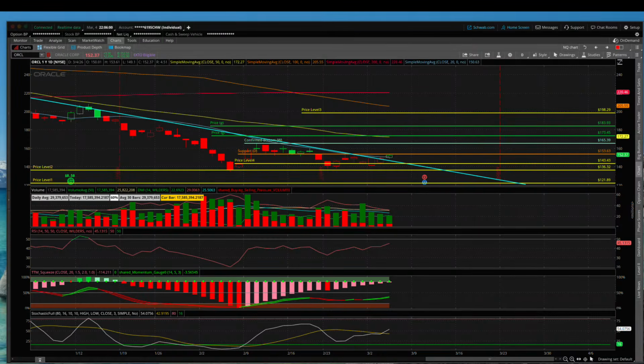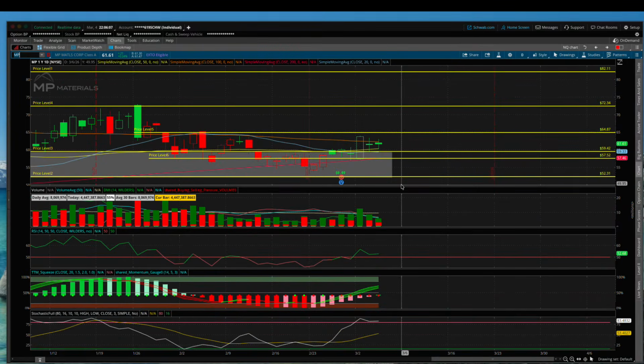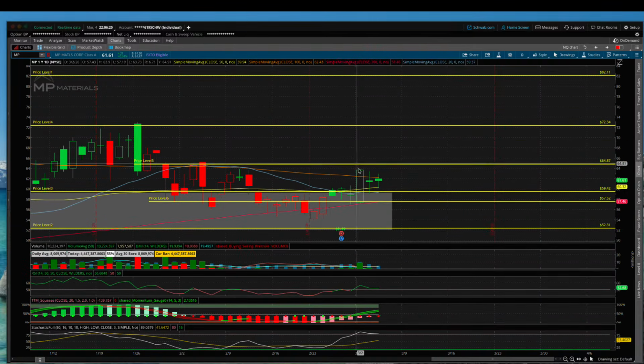Okay, Oracle, MP. MP is just kind of chilling. RSI above 50, squeeze going positive, looking good. Buy volume solid. Nice bull flag setting up. Indecision candle. We're just waiting for that one candle to push us up over 165. And yeah, that looks good. Looks great.